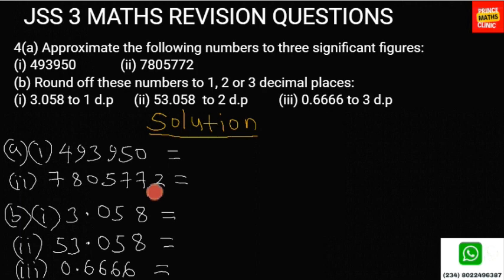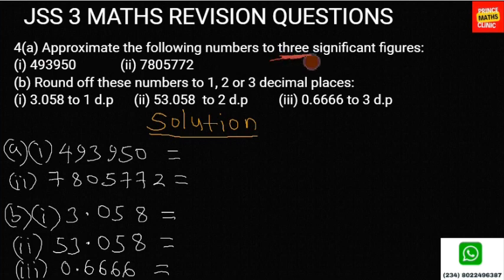Good. We are to convert this to significant figures, 3 significant figures. And significant figure means numbers we use in counting. Numbers like 1, 2, 3, 4. 0 is only significant if it comes in between 2 significant numbers. Good. So in this first one, we said we should convert this to 3 significant figures, right?